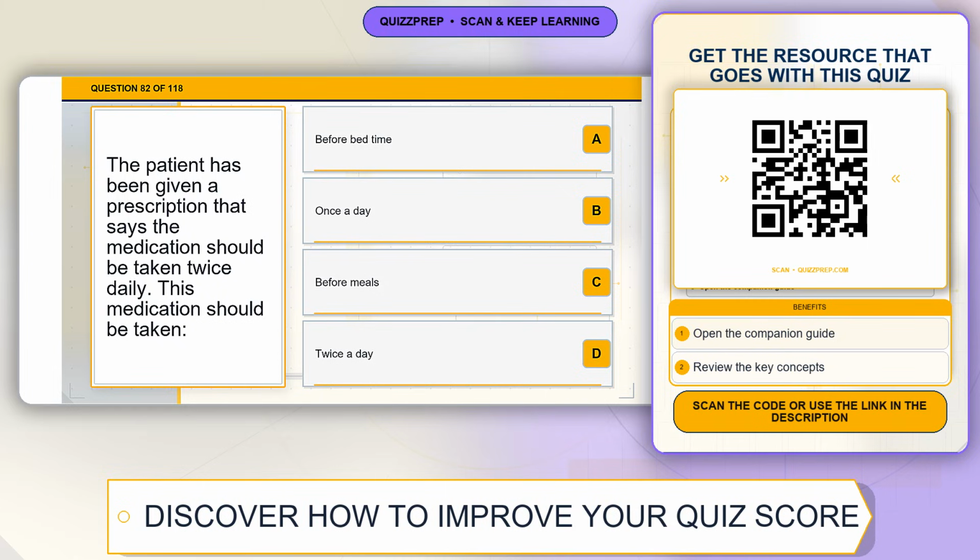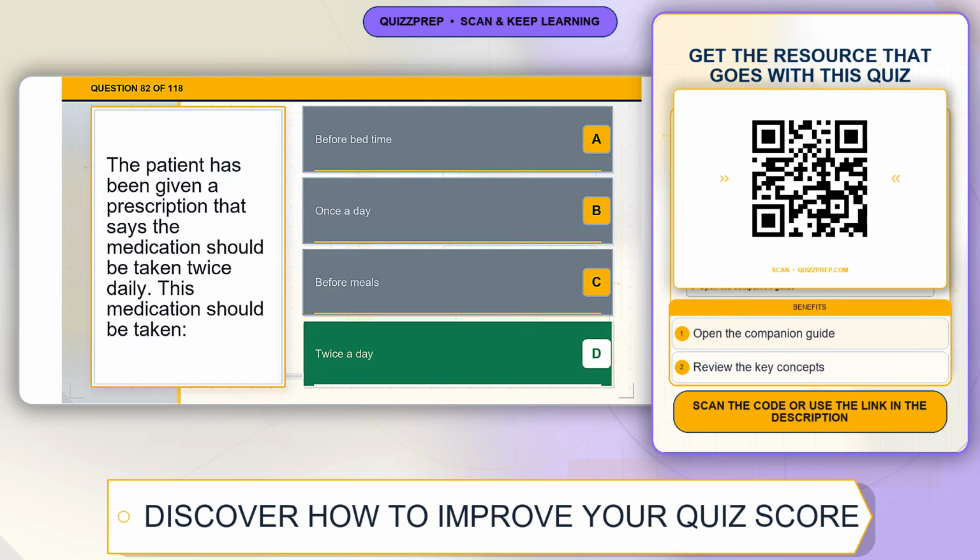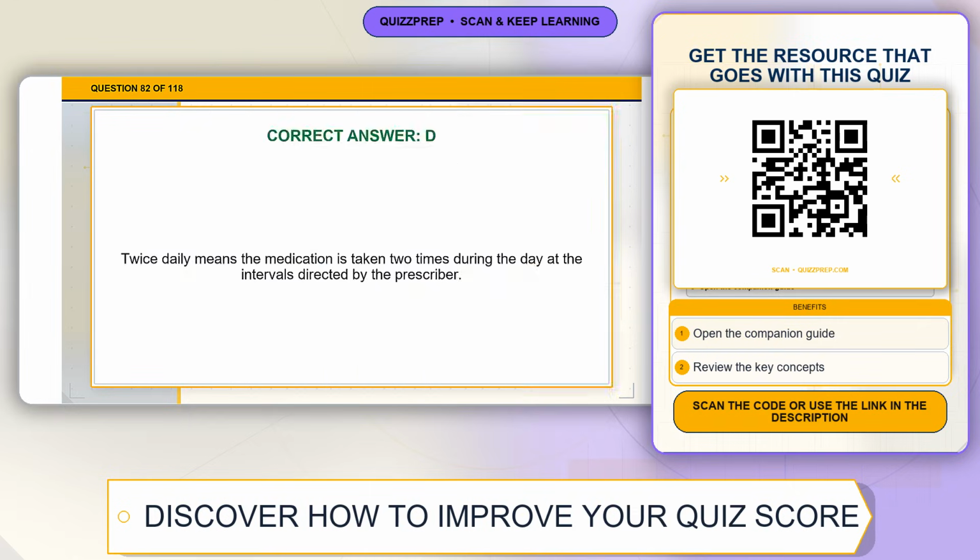Question 82. The patient has been given a prescription that says the medication should be taken twice daily. This medication should be taken: Option A, before bedtime. Option B, once a day. Option C, before meals. Option D, twice a day. The correct answer is option D, twice a day. Explanation. Twice daily means the medication is taken 2 times during the day at the intervals directed by the prescriber.